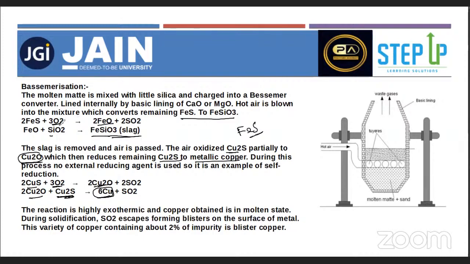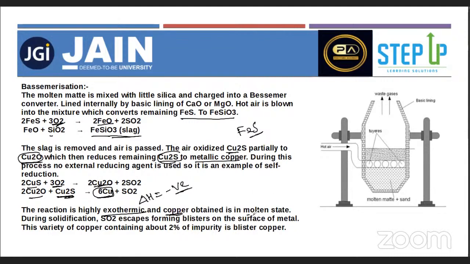During this reaction where oxygen is being supplied, partially Cu2S is already being converted to Cu2O. Then further the Cu2O reacts with Cu2S, which is fully reduced to copper. That's why the reaction is highly exothermic. Highly exothermic means delta H will be negative. The enthalpy change will be negative, like combustion, and copper is obtained in molten state.